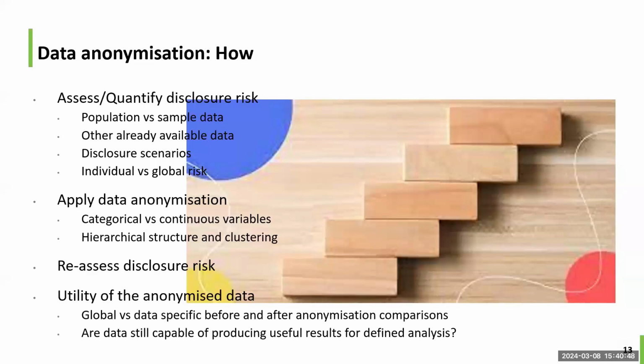After you've done your anonymization and you think the risk has reached a level that's acceptable, you want to look at the before and after the anonymization. How are the risks? How is the use of the data set before? How is the utility before and after? And are people still capable of producing useful results for the defined analysis?